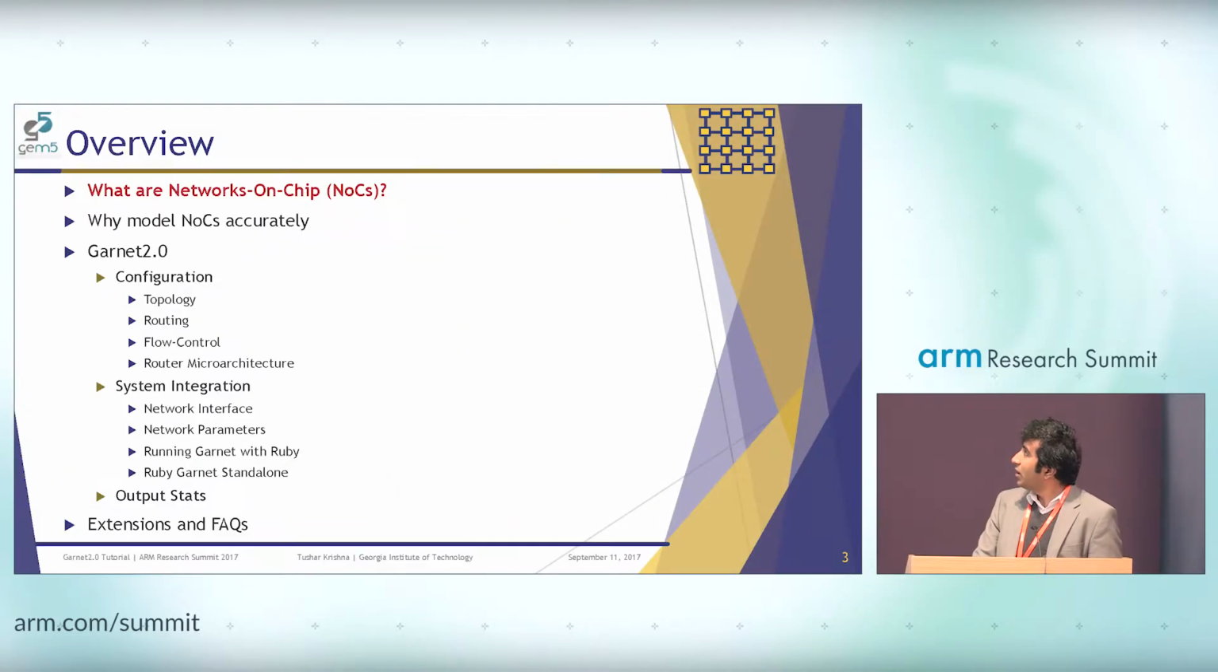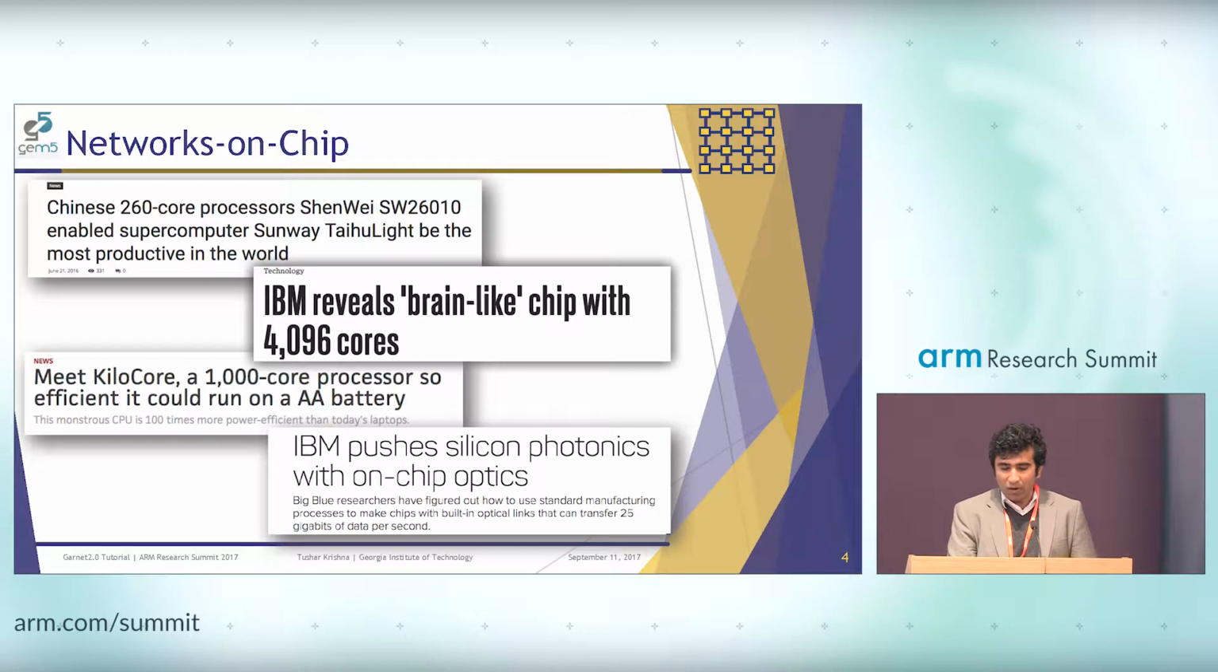So let's start with NOCs, right? On-chip networks have become very popular, especially with the whole many-core era. The current top 500 supercomputer, the Tianhe-Lite, has 260 cores and, of course, an on-chip network connecting them, though we don't know a lot of the details. IBM's TrueNorth chip, a neuromorphic chip, had 4,096 cores, and there are a lot of 1,000-core prototypes for the exascale system. People are also talking about alternate technologies for the on-chip network.